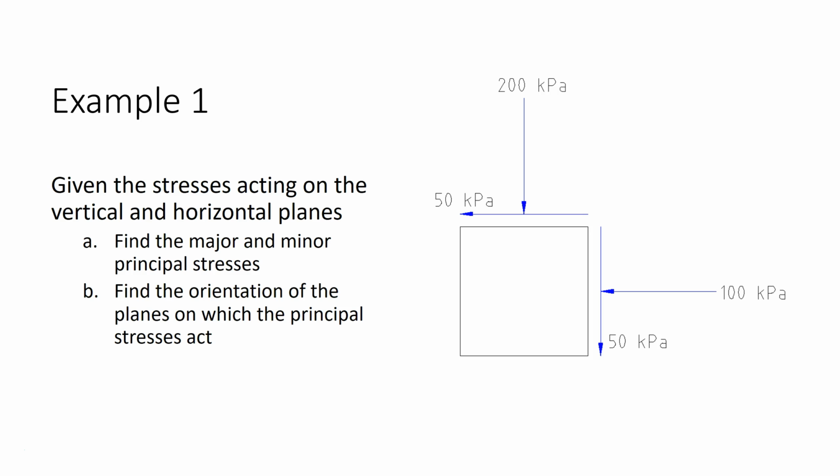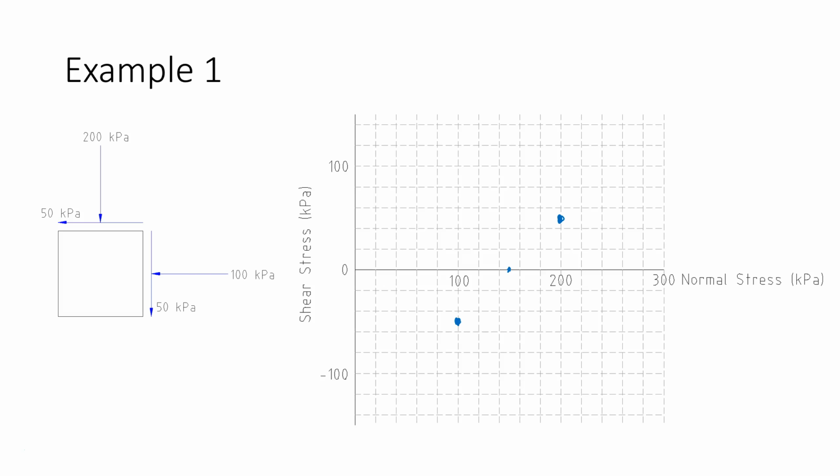So in this problem, we're given normal and shear stresses acting on a vertical plane and a horizontal plane. Given these stresses, we want to find the major and minor principal stresses, as well as the orientation of the planes on which those stresses act. So given the grid I have shown and the stresses on the element, I can just plot these as points on the grid.